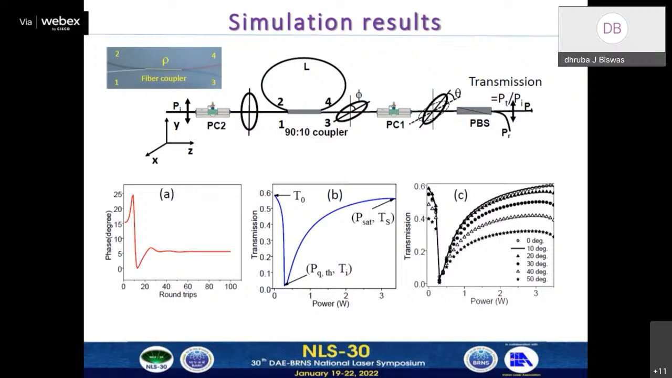By orienting this polarization controller, we can again change the orientation of this polarization ellipse, and when this passes through the PBS, we can calculate the transmission of this setup. It is plotted here. So it acts as a saturable absorber in this region. Now, by changing the polarization controller settings, we can change the transmission characteristics of the saturable absorber. So please go to the next slide.